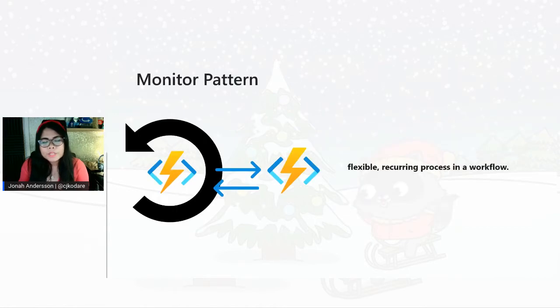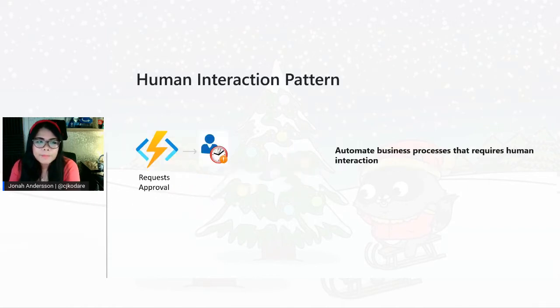So this is a useful one if you want a stateful, long-running async HTTP API. And then the next one is the monitor pattern. As the word itself says, it is used to have a recurring process, a flexible recurring process in a workflow. For example, if you want to monitor batch job processes in a workflow, then you can use the monitor pattern.